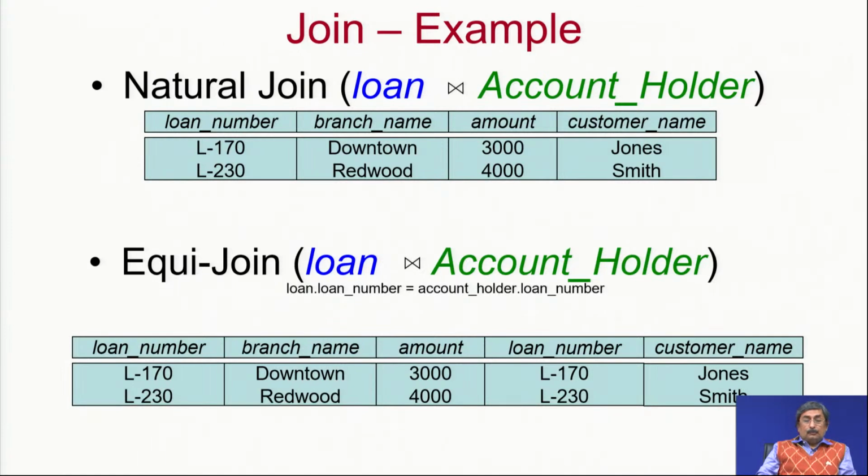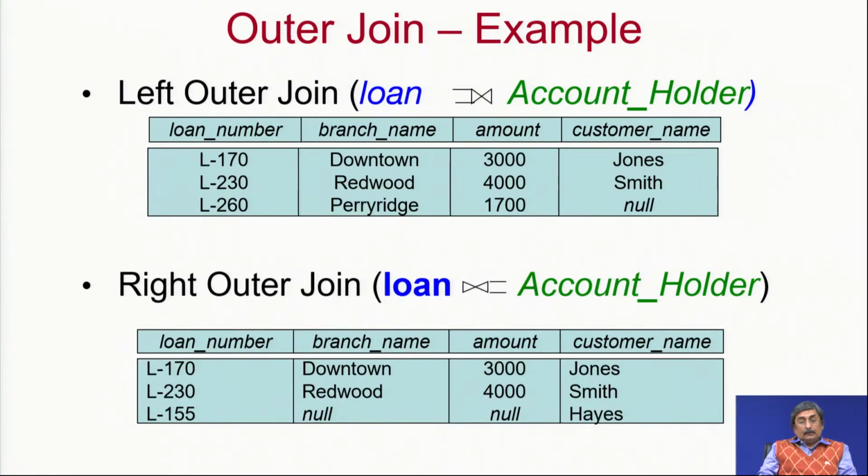So, I can either do a natural join or an equijoin. Basically, natural join is better because natural join and equijoin have the same content, same information. Only thing, natural join has fewer columns, because loan dot loan number and account holder dot loan number are the same thing and they are not duplicated in the table. Only one column for them is allocated in this particular table, and therefore, the natural join is good.